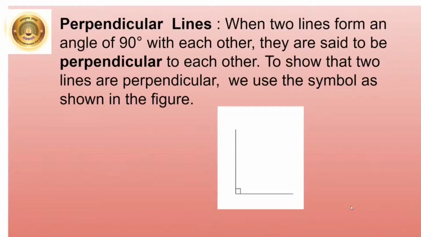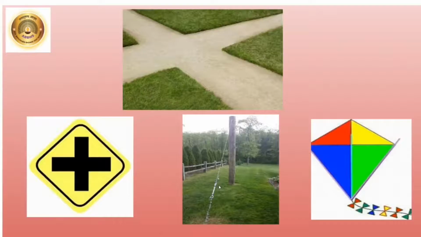Next is perpendicular lines. When two lines form an angle of 90 degree with each other, they are said to be perpendicular to each other. Now, if you take these two lines, this is line number 1 and line number 2. If the angle between them is 90 degree, then these two lines are said to be perpendicular. Now this symbol over here, the square symbol, is used to show that the two lines are perpendicular to each other.